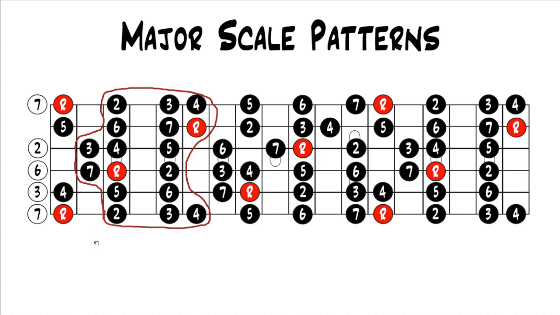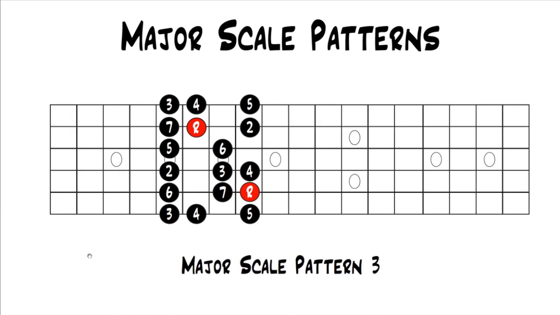So you can see that pattern number 2 shares notes with pattern number 1. Pattern number 1 was right here. So those share a lot of the same notes. And that's what all the patterns will do. They will connect with each other up the whole fretboard. So then pattern number 3 looks like this. And again, you can relate that back to where it lands on the whole fretboard.